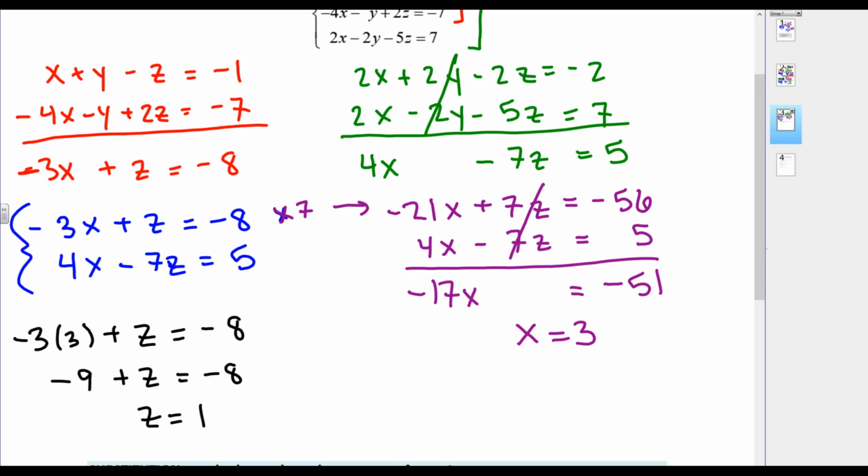So I chose to plug into the top equation up here with my x equals 3, and that allows me to get that z is 1. So now you know x and you know z. Take both of those pieces and now do whatever you need to do in order to find the y variable.